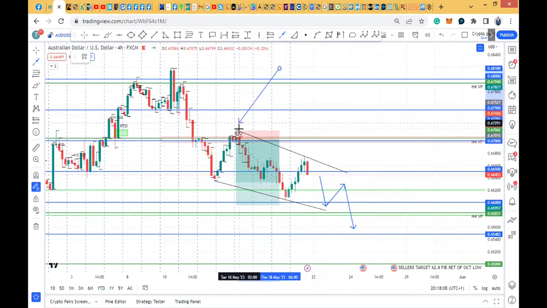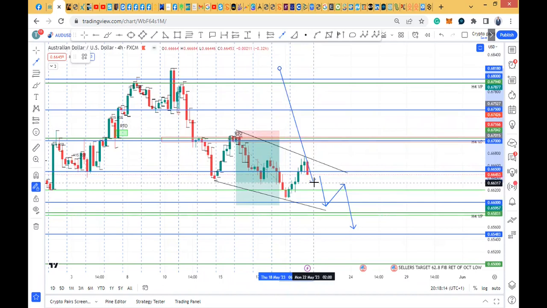So if you can see here, we have what? A downtrend. So currently, the same structure we see on BTC, that's the same structure I'm seeing on AUD.